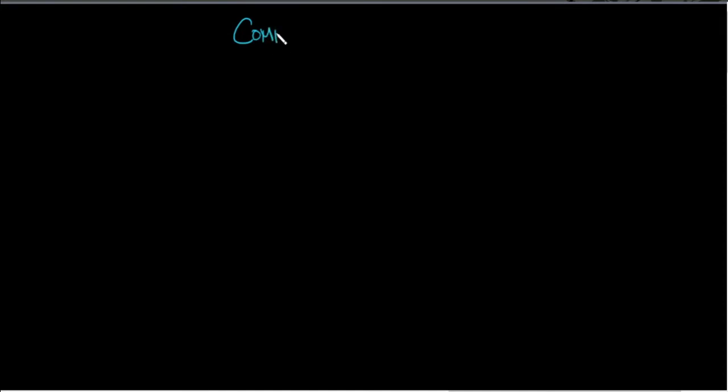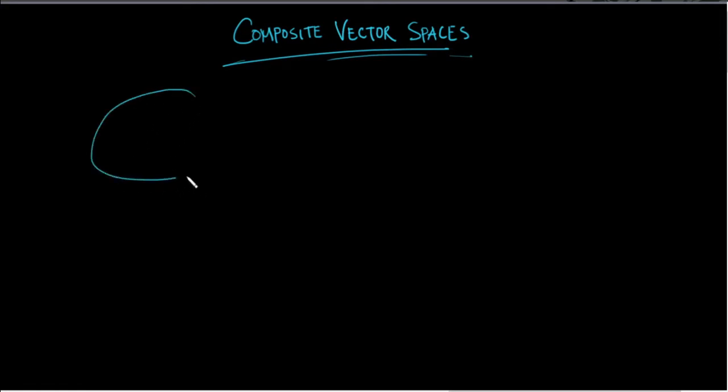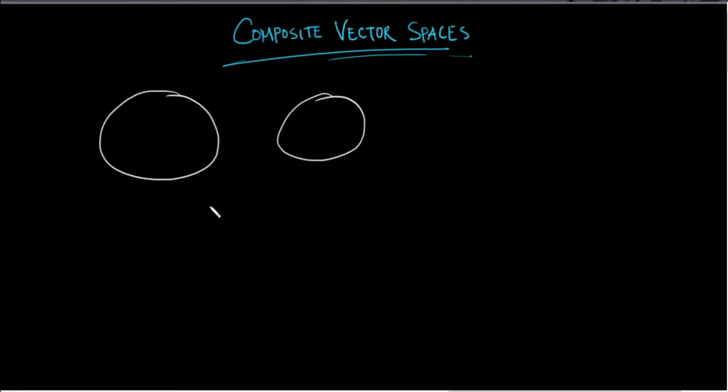Composite vector spaces. What are composite vector spaces? Suppose I have a two-dimensional vector space here and another two-dimensional vector space here.